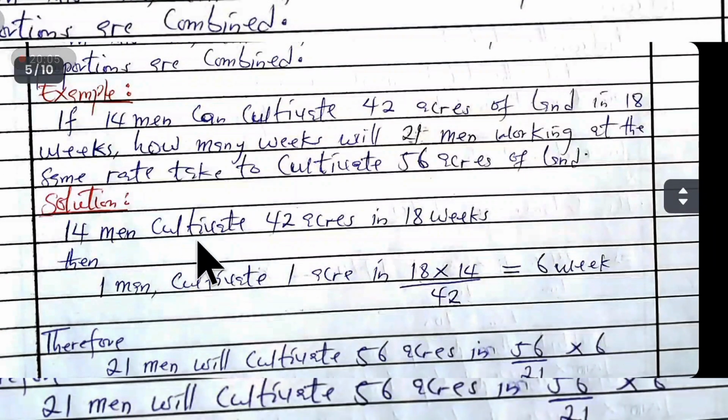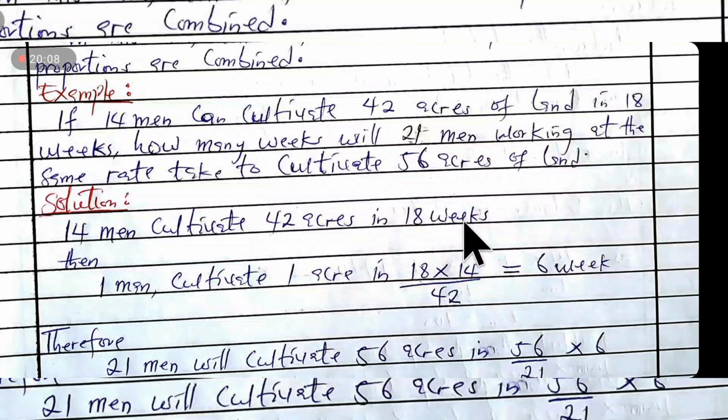Now look at it. 14 men cultivate 42 acres in 18 weeks. So if 14 men did this work, how many weeks will one man take to cultivate 1 acre? It's going to be the 18 weeks it took 14 men, times 14 men, over the 42 acres they cultivated. So the weeks multiplied by the men, divided by the acres, gives 6 weeks. Therefore, one man will cultivate 1 acre in 6 weeks.